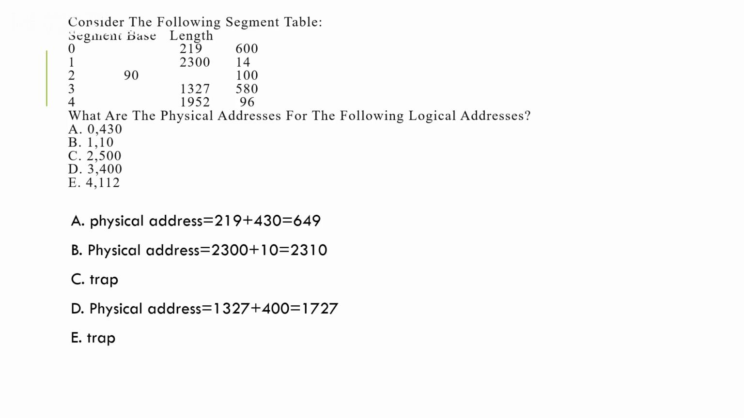Now for the next question B, here it refers to page number 1 and offset 10. If this offset is less than the length, we can calculate the address. So what is the length given for page number 1? Length is 14. Is 10 less than 14? Yes. So we can calculate the physical address by adding the base 2300 plus the offset 10, so we get 2310.